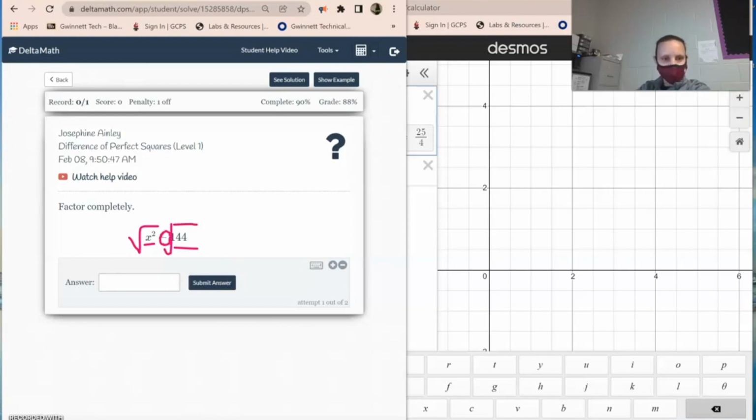So for example, the square root of x squared is x. The square root of 144 is 12, and you can just put that in a calculator. So it's that plus and minus. That's it. Okay, so square root of the first thing, square root of the second thing with a plus and minus. All right, let's do another question. I'm going to do a couple of these.